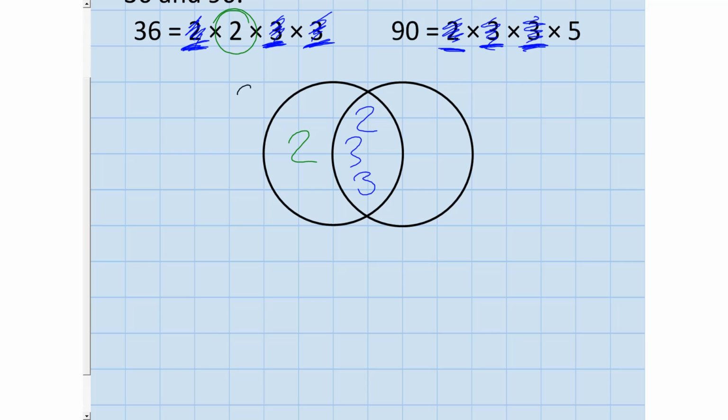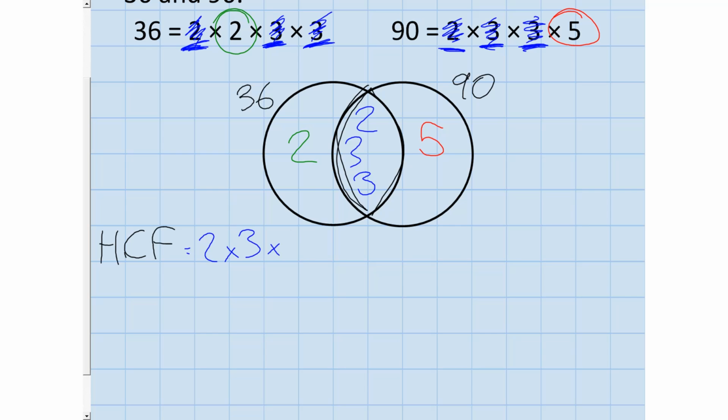Should have really identified this. This one's for 36 and this one's for 90. And the 90 still needs a 5, which we'll put here. The HCF is the bit in the overlap. So we've got 2 times 3 times 3. 3 times 3 is 9, times 2, so 18 is the highest common factor they both share.